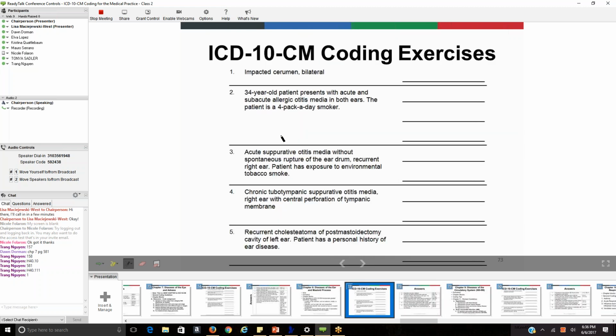All right, so the first one, we have impacted cerumen bilateral. Let's go ahead and get to our index. Let's look up the keyword, and first one to find it, please put it in your chat so we can all get there.